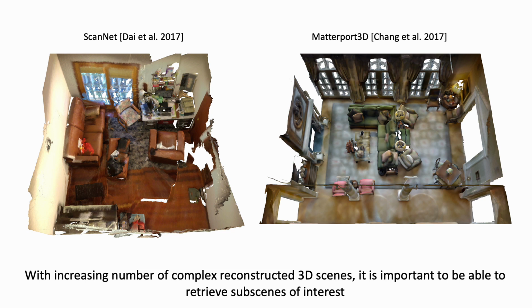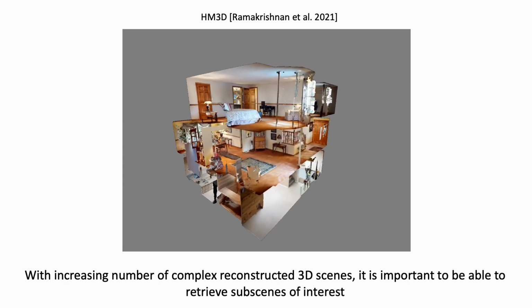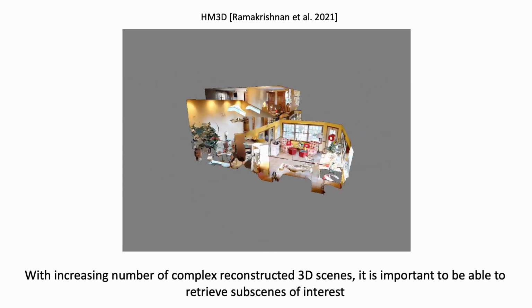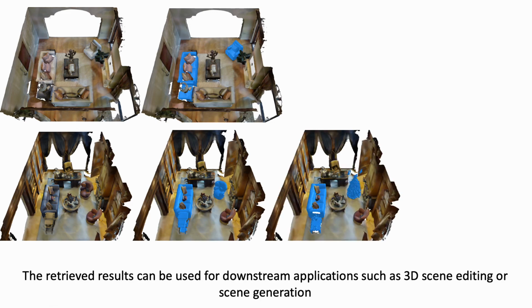We introduced 3D SSR, 3D Subscene Retrieval. With an increasing number of complex reconstructed 3D scenes, it is important to be able to retrieve subscenes of interest. Our goal is to retrieve 3D subscenes with similar geometry and object arrangements. The retrieved results can be used for downstream applications such as 3D scene editing or scene generation.